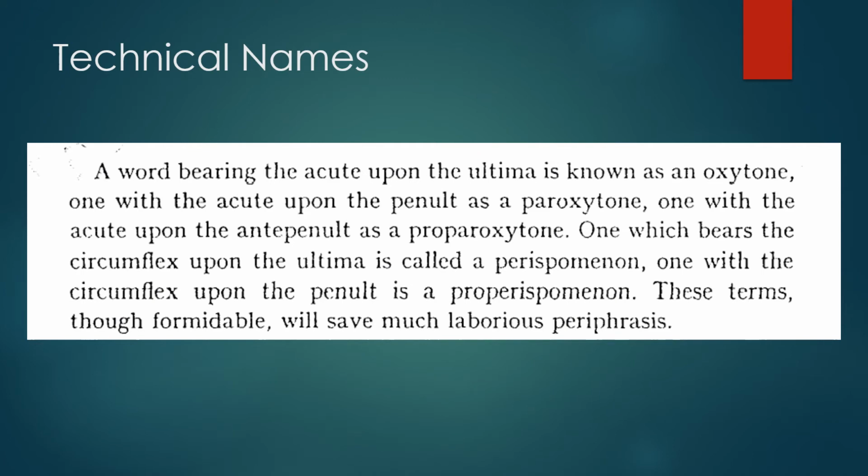So this is my favorite paragraph of all of Chase and Phillips's, and so I figured I would just share it. A word bearing the acute upon the ultima is known as an oxytone. One with the acute upon the penult, a paroxytone. One with the acute on the antepenult, a proparoxytone. One which bears the circumflex upon the ultima is called a perispomenon. One with the circumflex upon the penult is a properispomenon. These terms, though formidable, will save much laborious periphrasis.